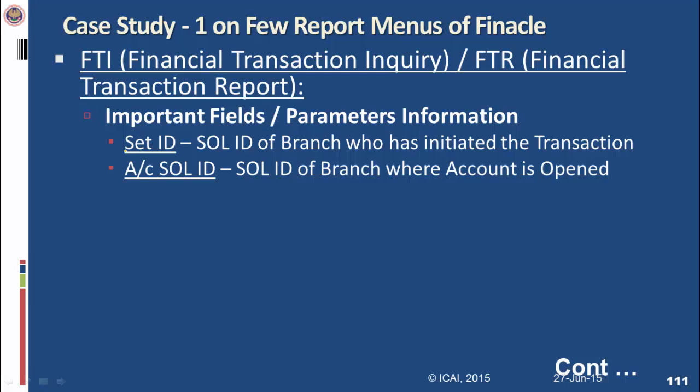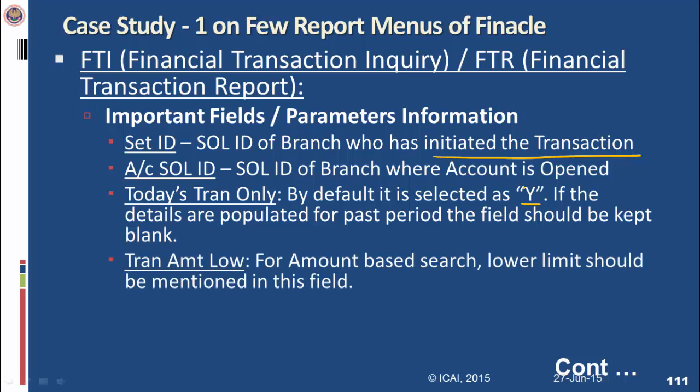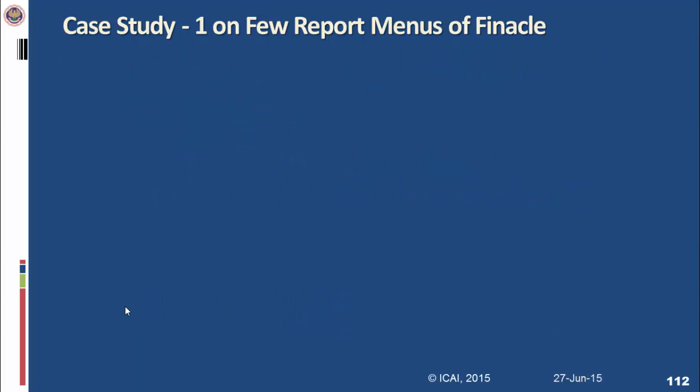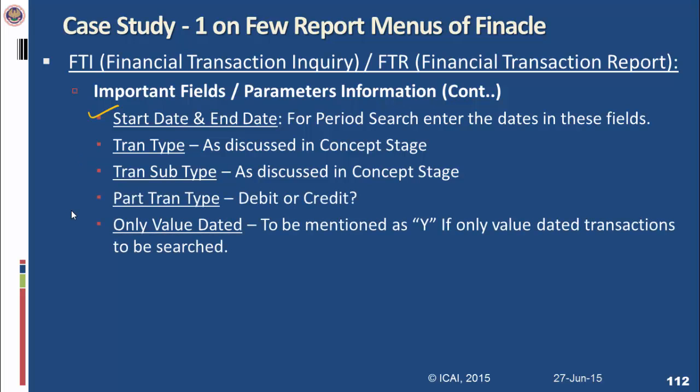What is set ID? We have discussed it earlier also. Let's discuss it again. Set ID is the sole ID of the branch that has initiated the transaction. Account sole ID is the branch where the account is opened. Today's transaction only: by default it is selected as yes, but if we are selecting for a period, it should be marked as no or blank. Transaction amount low, high, that we have checked. Then come the start date filter and end date filter, transaction type, transaction subtype, part tran type, only validated transaction. If we want, then we should put it as yes.